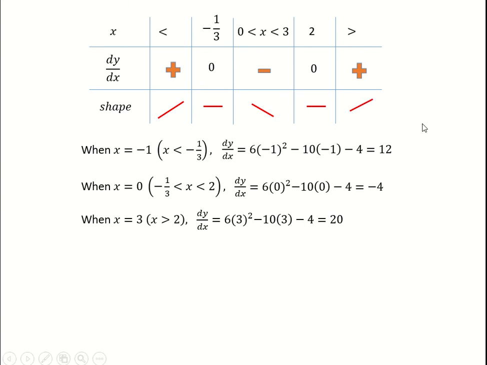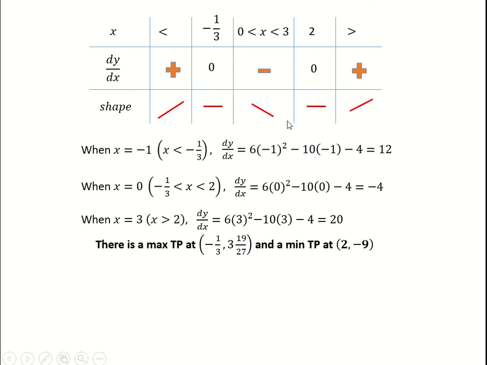So we can see that when x is 2, we have a minimum turning point. There's a maximum turning point at minus a third, 3 19/27, so that's the maximum value, and that's the minimum value. But it's not the overall maximum and minimum value, because either side of them the graph is obviously increasing or decreasing. And you can see that from the diagram here.